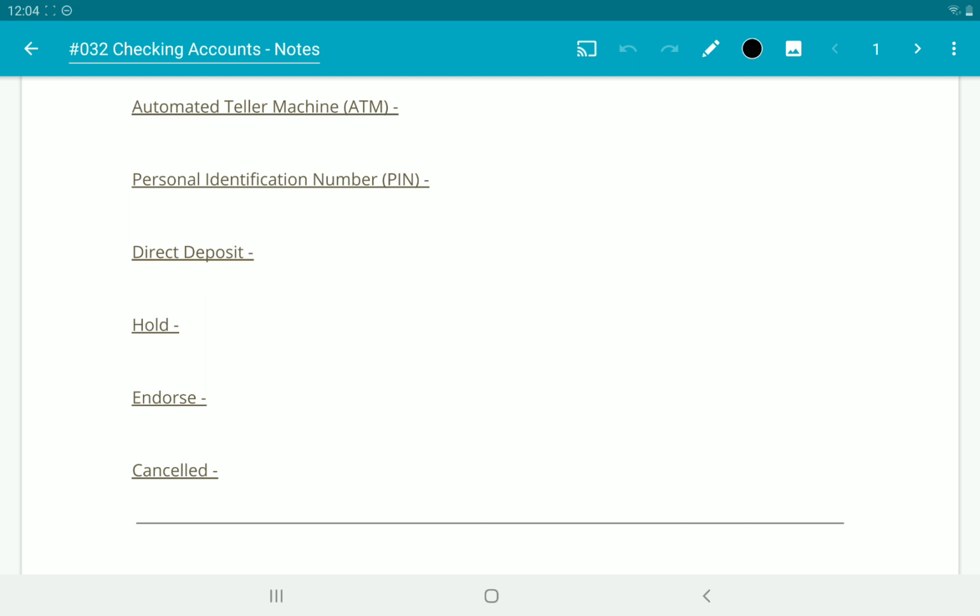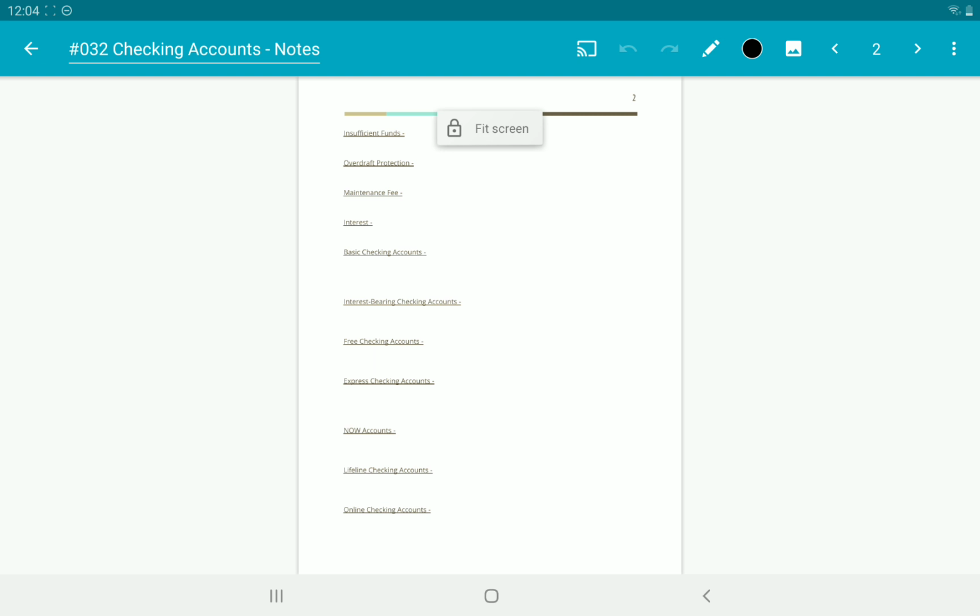A hold is when the money in a bank account is not released until the issuing bank of a check actually pays for the check. So if I give you a check and my bank hasn't paid yet, it's on hold. Endorse is when you actually sign the back of a check that you're going to cash. It's just endorsing the check. A canceled check is a check that has been processed so that the money is paid to the payee of the check.